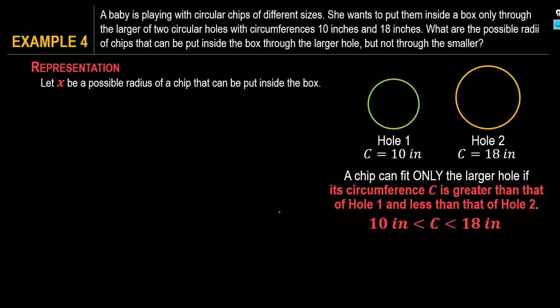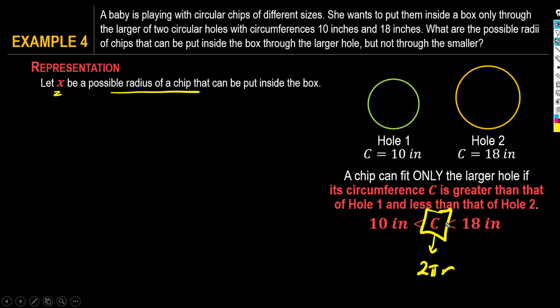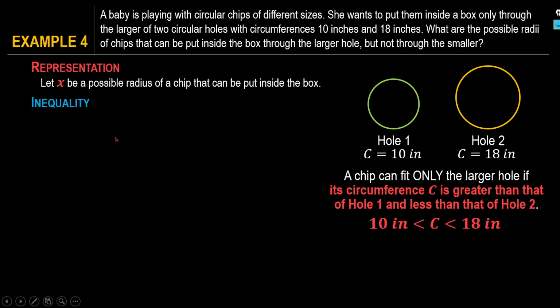But remember, the circumference of a circle is 2 pi r. And we let x be the possible radius of a chip. So, I can express C in terms of x. At yun mismo ang gagawin ko when I set up my inequality. O, di ba? Basically, si C din ito nasa gitna. This one right here, that's still C, the circumference of the circle. It's still 2 pi r. It's just that the r, the radius, takes on x based on our representation.